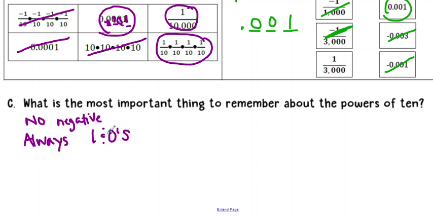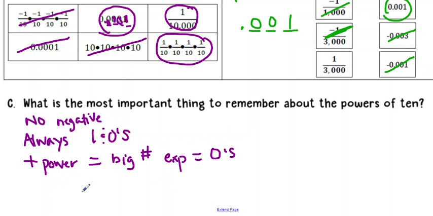Okay, just because you have a second power does not mean you put a 2 in your answer. Another thing to remember is positive power or positive exponent means big number. All right, and then the exponent, when it's positive, so this is all positive exponents, equals the number of zeros. So in other words, if I have 10 to the third, I'm going to have a big number, and since it's positive, I'm going to put a 1 and 3 zeros.